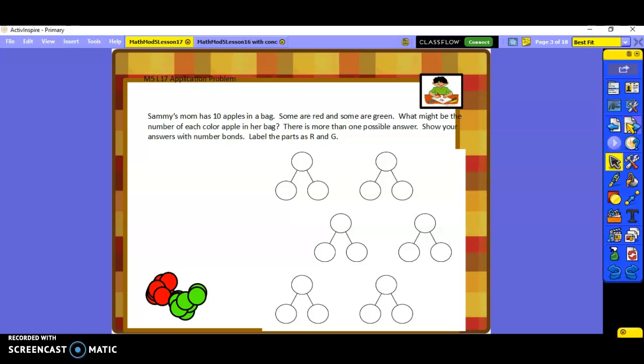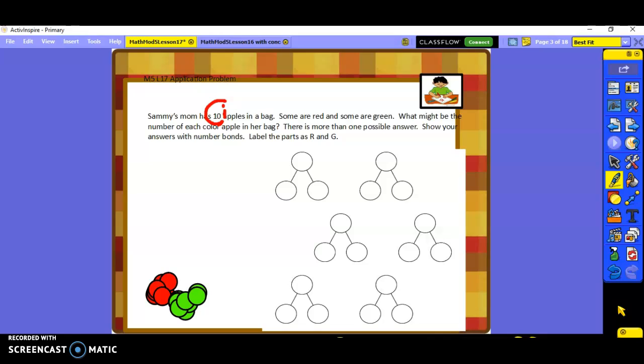This problem is about Sammy. Let's read our problem. Sammy's mom has 10 apples in a bag. Let's circle that important number that we heard and we saw in our problem. Let's circle that 10. Sammy's mom had 10 apples in a bag. Some are red and some are green. What might be the number of each color apple in her bag? There is more than one possible answer.